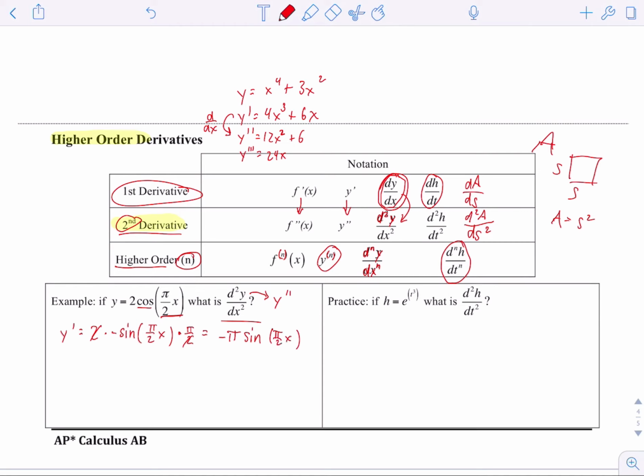Sweet. So to find the second derivative, which would be d squared y over dx squared, it's going to be the constant negative pi times outside function sine. What's the derivative of sine? Cosine. Keep the inside times the derivative of the inside, which is pi over 2. So to rewrite that, that's going to be negative pi squared over 2 cosine pi over 2x. Okay, please practice on your own.